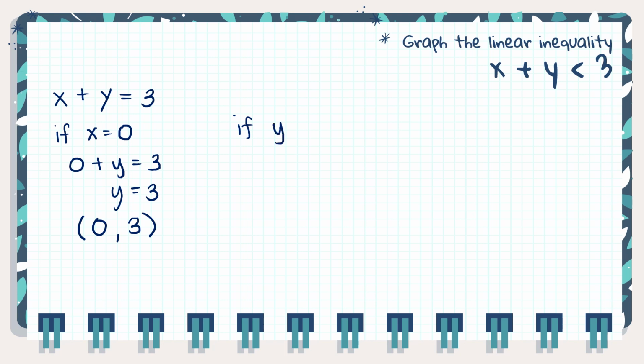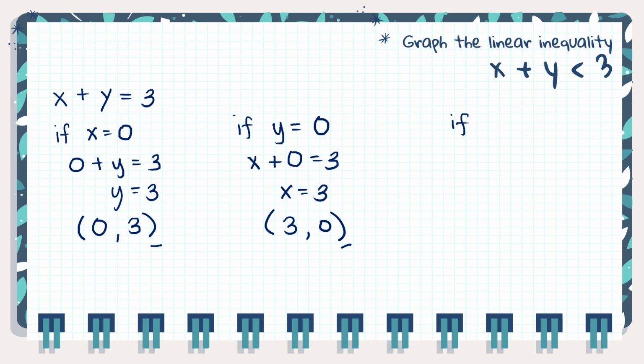If we set y is equal to 0, we have x plus 0 is equal to 3. So therefore, x is equal to 3, and our second point is 3, 0. If you can still remember, this is the y-intercept, and the second point is our x-intercept.